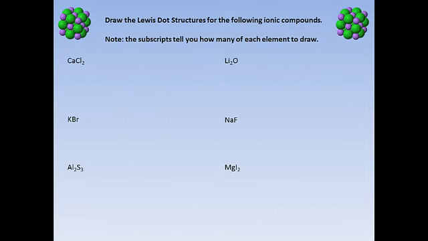Pause the video and try to draw the correct Lewis structures for each of the compounds. The subscript behind the atomic symbol indicates how many of that type of atom are in the compound. For example, for CaCl2, you must draw 1 calcium atom and 2 chloride atoms. Restart the video when you are ready to see the answers.